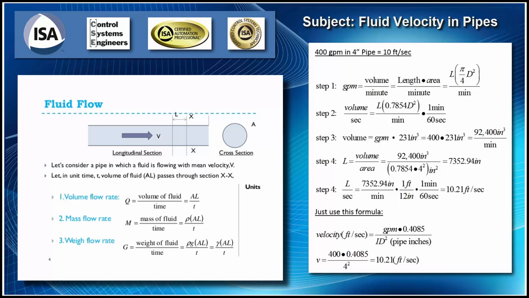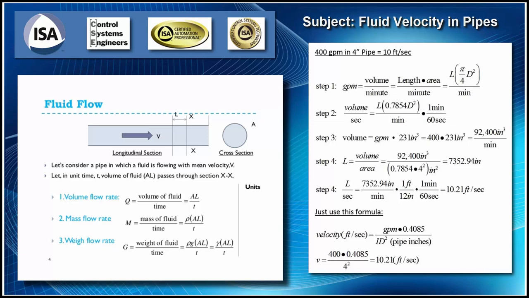So step 5, length per second. What is our length per second? That's what we're trying to find out. So that'd be 7,352.94 inches per minute times 1 foot over 12 inches, which changes us into feet, times 1 minute over 60 seconds. So the inches cancel out, the minutes cancel out. We're left with feet per second, and our solution is 10.21 feet per second.